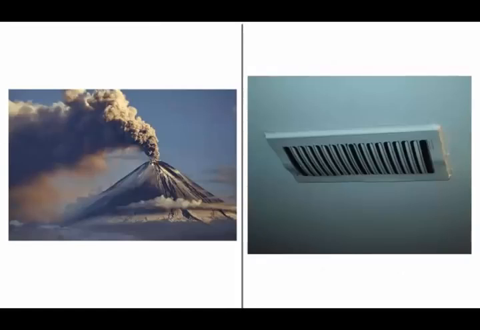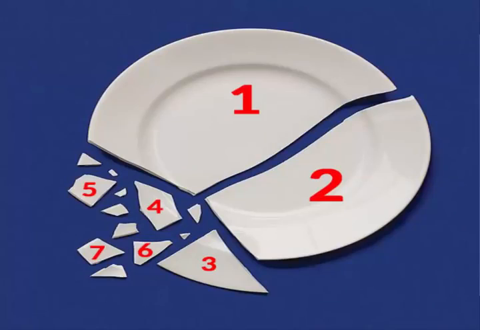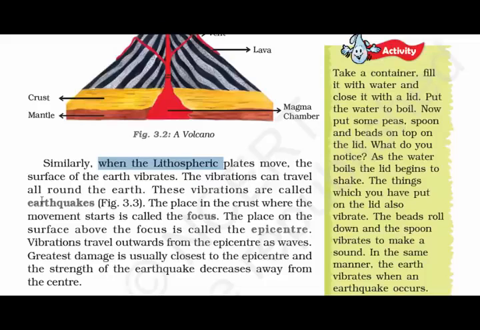What is a volcano? A volcano is nothing but a ventilator on the Earth's crust through which molten material erupts. When the lithospheric plates move, the surface of the Earth vibrates. The vibration can travel all around the Earth. These vibrations are called earthquakes. The place in the crust where the movement starts is called the focus, and the place on the surface above the focus is called the epicenter.